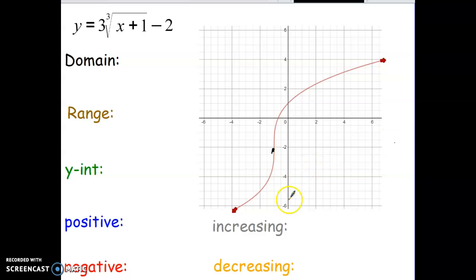All right, so domain. Well, let's look at our arrows. It goes on and on forever left, on and on forever right. So that means the domain is all real numbers. All right, how about range? Range is bottom to top, on and on forever down, on and on forever up. That's going to be all real numbers also. All right, y-intercept. So to find out where this one crosses the y-axis, I'm going to substitute in 0 for x.